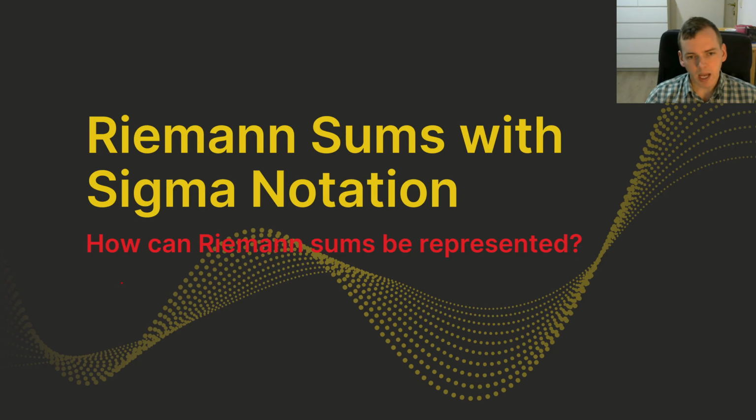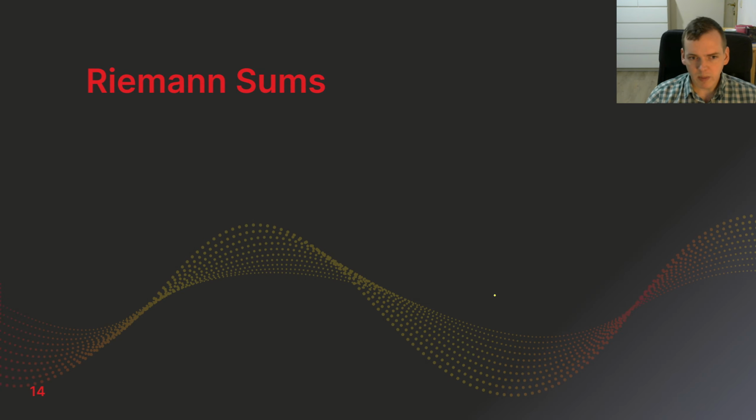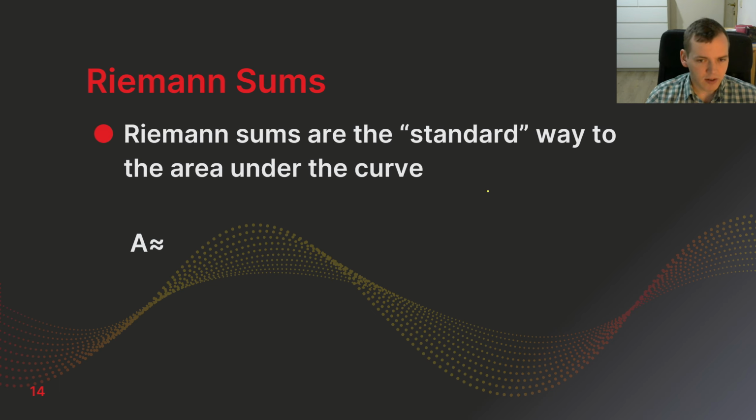This video is going to look at how we use sigma notation to represent Riemann sums, or how to show what they total up to. So Riemann sums are the standard way to calculate the area under the curve. And this is going to be equal to the sum from i equals 1 to n of f of xi times delta xi.